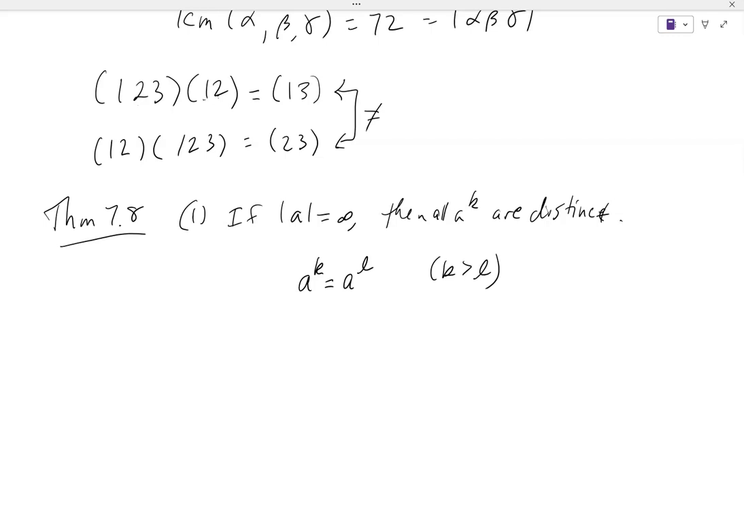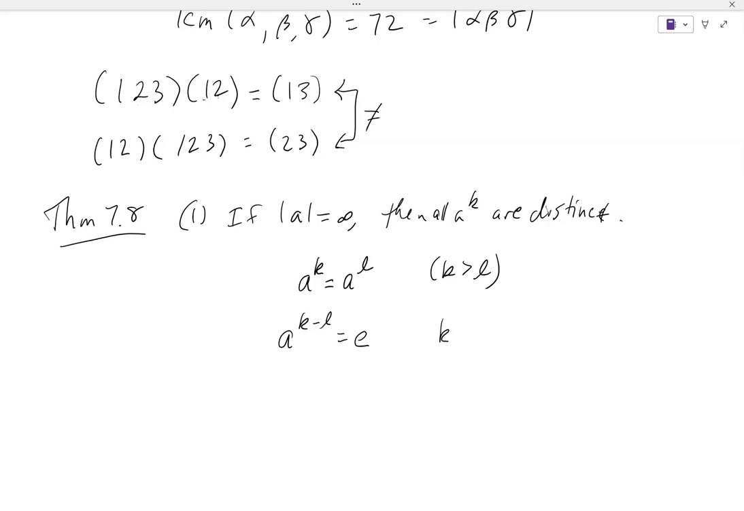Subtract A to the L on both sides. So I think you're thinking about the idea, but we want to make sure we have the identity and not necessarily zero. So rather than subtracting, if I wanted the identity of the group, I would multiply by the inverse. That's what I'm looking for, right? I would multiply by the inverse of A to the L, which is A to the minus L. Okay. So I can write this as A to the K minus L equals the identity.